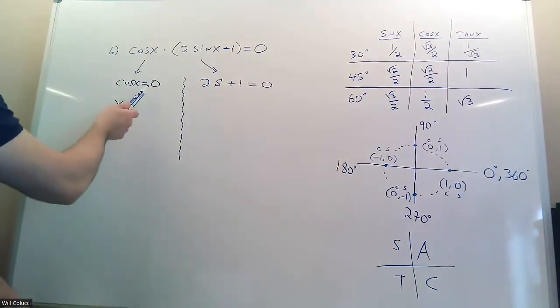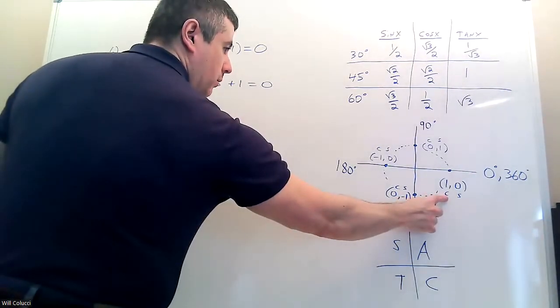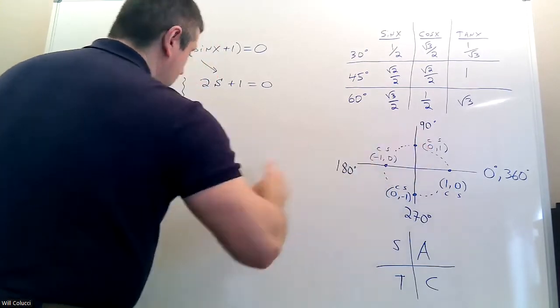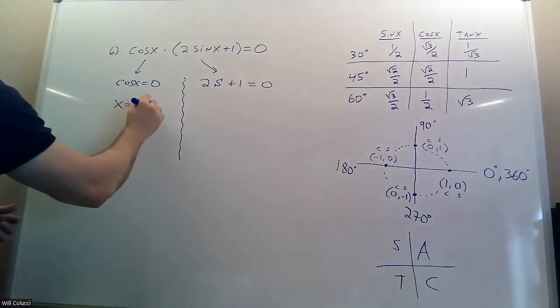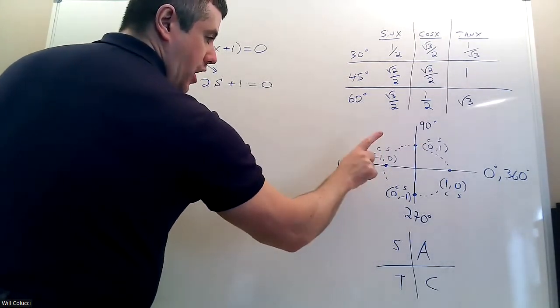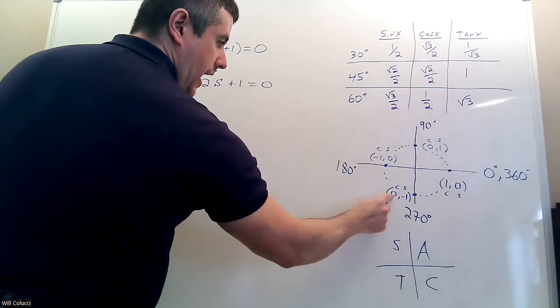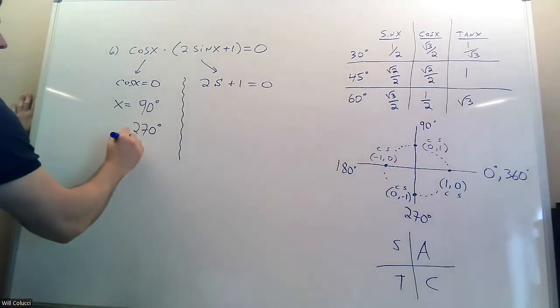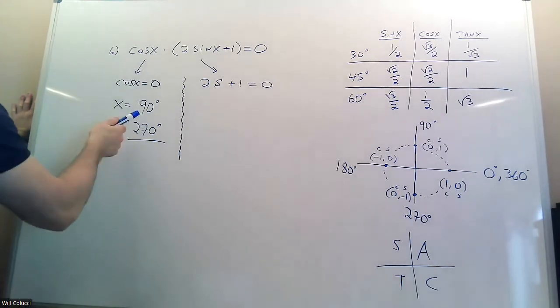So I'm looking for 0 for cosine. No. 90, yes. There's my 0. So 90 is one of them. Go to 180, cosine, -1, so no. Go down to 270, aha, 0. So there's two answers for that. At 90 degrees, the cosine is 0.